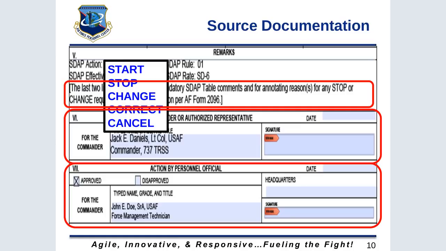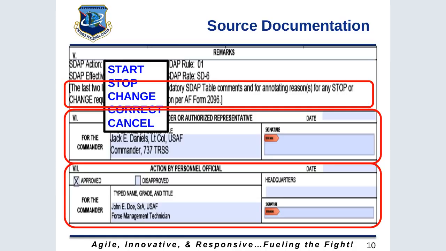The first two lines are standard and apply for all SDAP requests. Only one SDAP action can be requested per Air Force Form 2096 and must reflect one of the following: start, stop, change, correct, or cancel. For example, if the Air Force Form 2096 is to document a rate change, annotate change. When requesting a change, a stop to the previous rate is not required, as the change is a continuation of the current SDAP entitlement. The SDAP effective date is the date of eligibility. This date must be accurate.